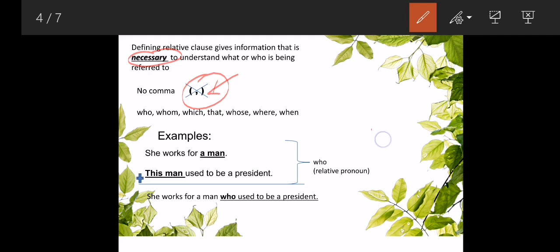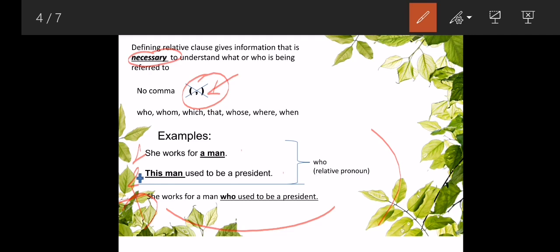Here, we have two sentences. This is the first sentence. This is the second sentence. I think it is some kind of addition. First sentence, second sentence, and here is our longer sentence. Let's have a look at the first sentence. She works for a man. The second sentence, this man used to be a president.